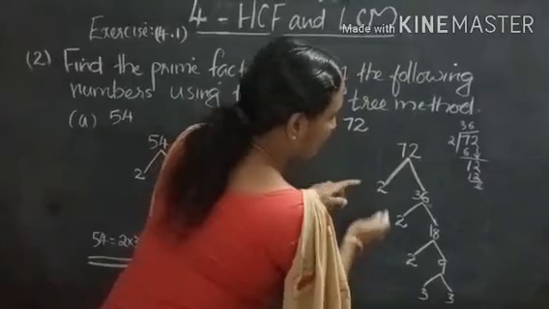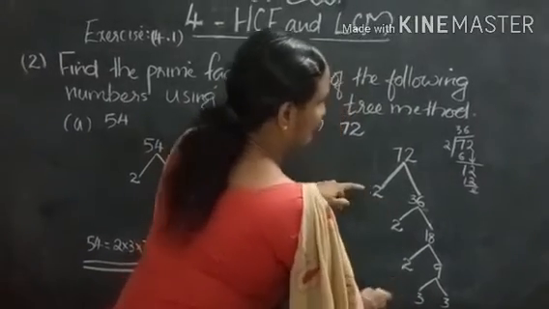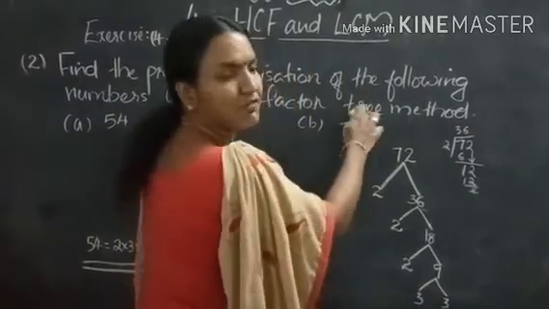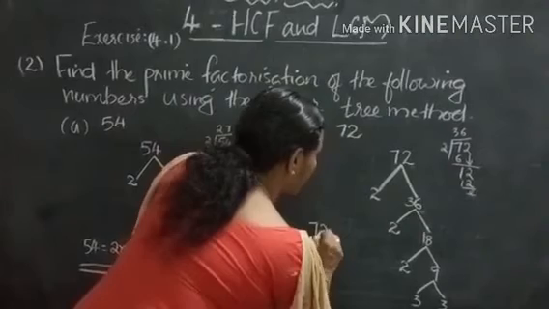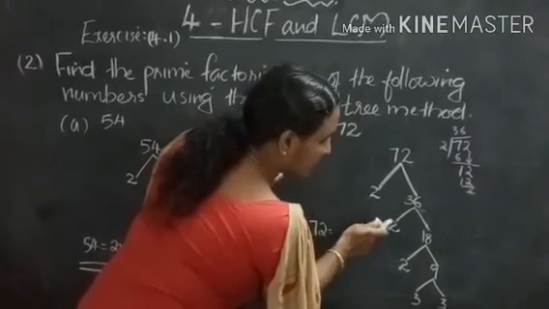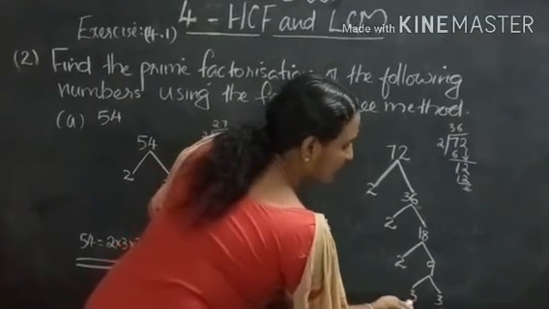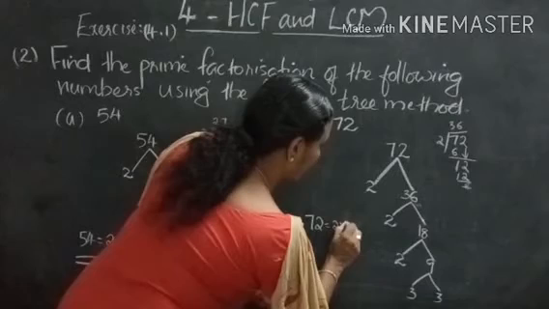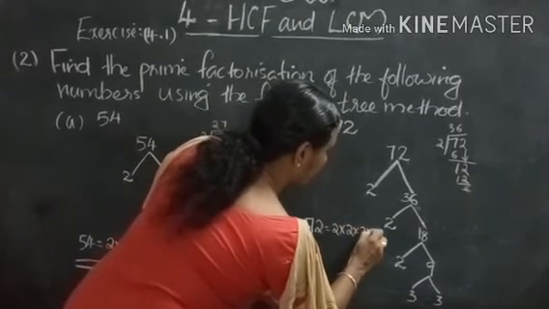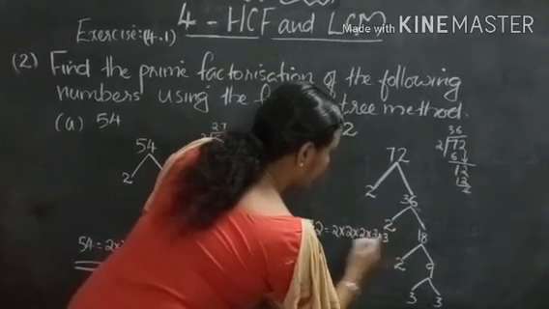So the product of the prime factors, prime numbers, is the prime factorization of 72. So 72 is equal to 2 into 2 into 2 into 3 into 3.